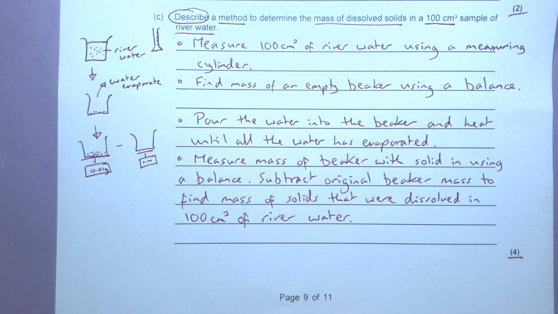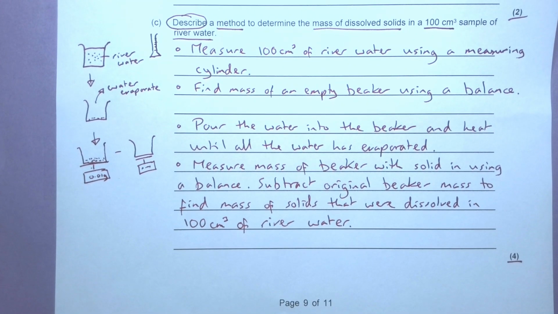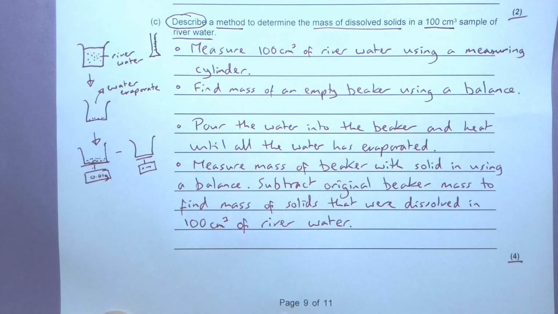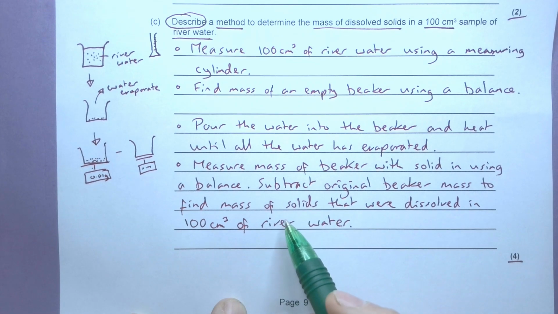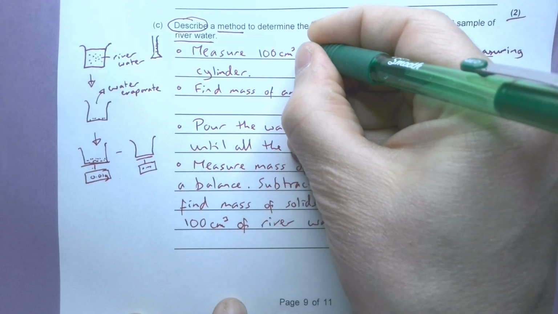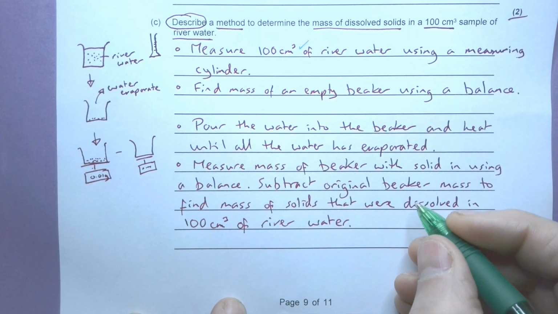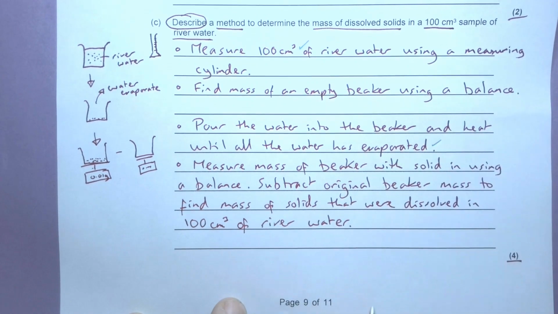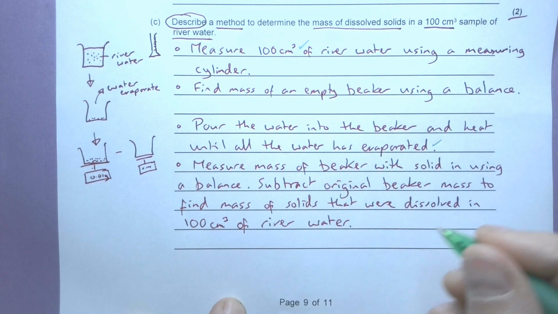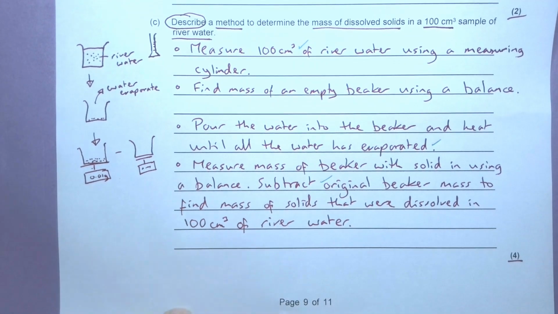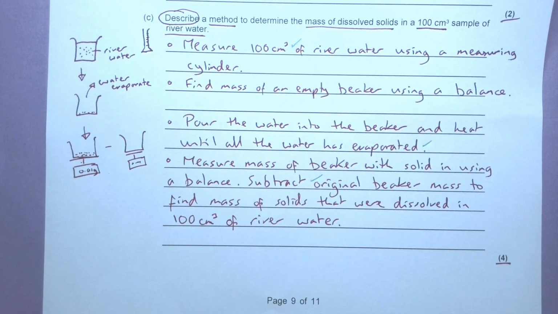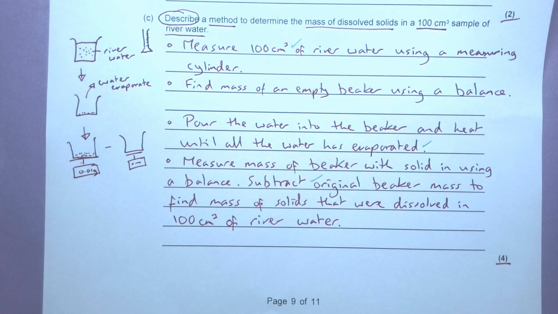Okay, I'm just going to check: does that make sense? Have I got everything in there? Would it give me what I need? And just going through the mark scheme, to get the top marks for this, I have to make sure that there are 3 bits. I have to make sure that I've got that 100 centimeters cubed of water. I have to make sure that I heated it until it is dry, till all the water is evaporated. And also I have to have some way of saying that I'm going to subtract the original beaker mass to find the mass of the dissolved solids. Okay, so those 3 things there will give me the 4 marks in total.